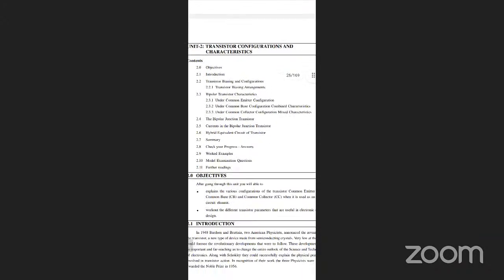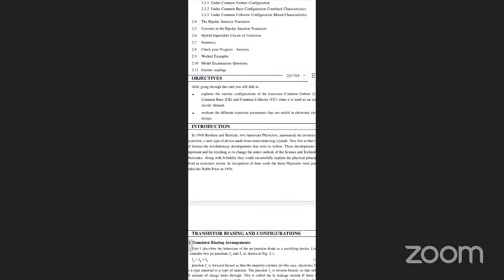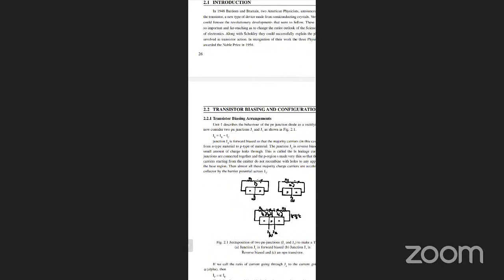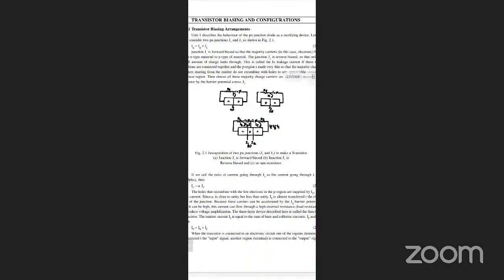Next, transistor configuration. What is the transistor configuration? What is the transistor? Trans plus resistor, transmitting the data by using resistors. So transmitting the data means transmitting the signal by using the resistor. In olden days our forefathers used to use a transistor. That means nothing but a radio, a small type of radio.